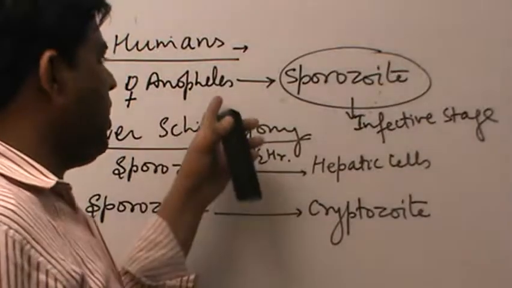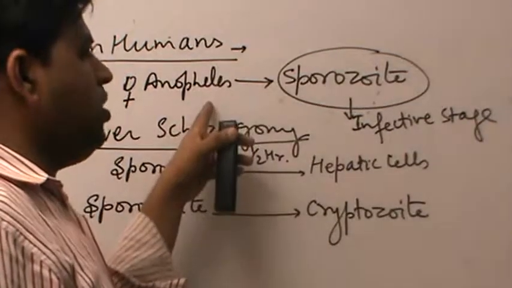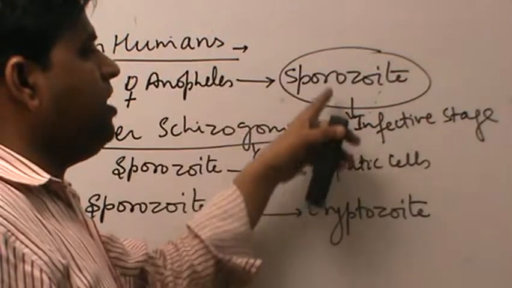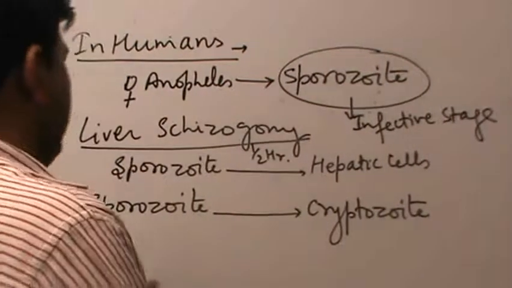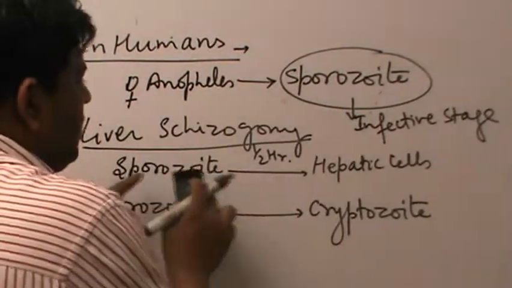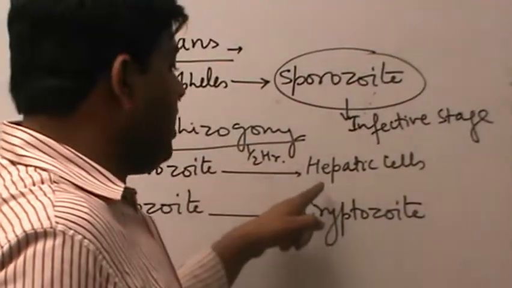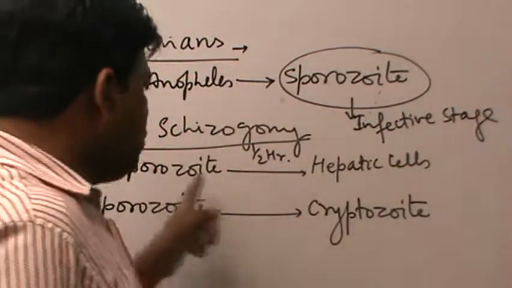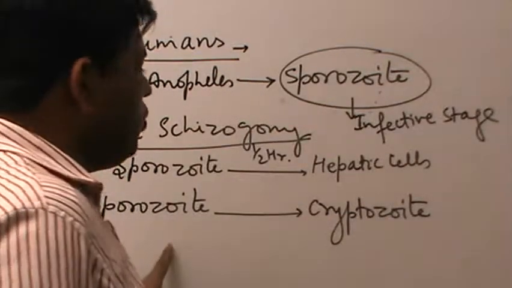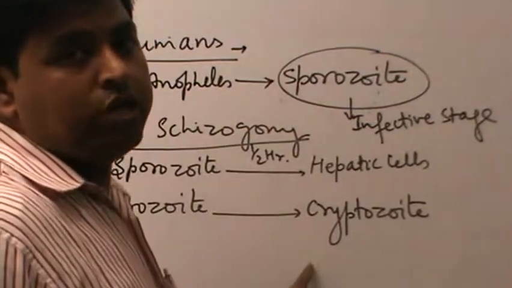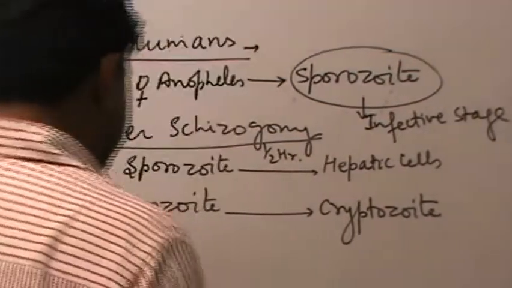But here one thing should be kept in mind: not every Anopheles can inoculate. Only those Anopheles which have the sporozoite in the salivary gland can cause infection to other organisms. Then this sporozoite goes directly towards the liver, because the liver is the busiest gland and performs different types of functions. There, the sporozoites are converted into cryptozoites.